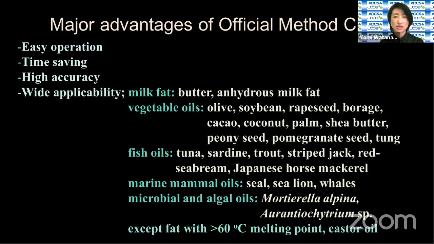The major advantages of the official method are listed in this slide. The operation is easy and time-saving. The accuracy is high. The method has been applied to a wide variety of oils: vegetable, animal, microbial, and algal oils containing short-chain fatty acids and glucose. So far, two oils are out of the scope: fat with melting points over 60 degrees, and castor oil, which is rich in hydroxy fatty acids.